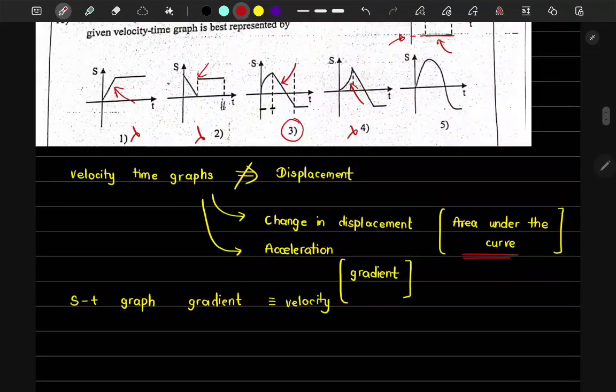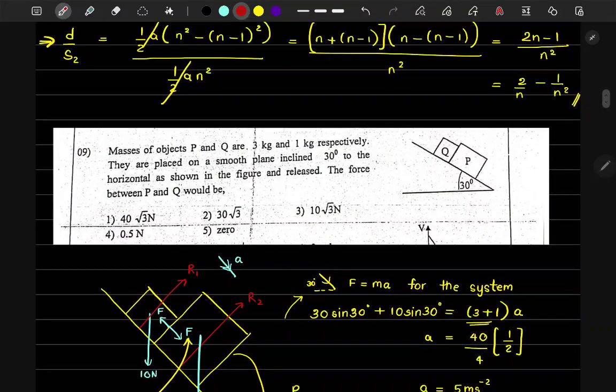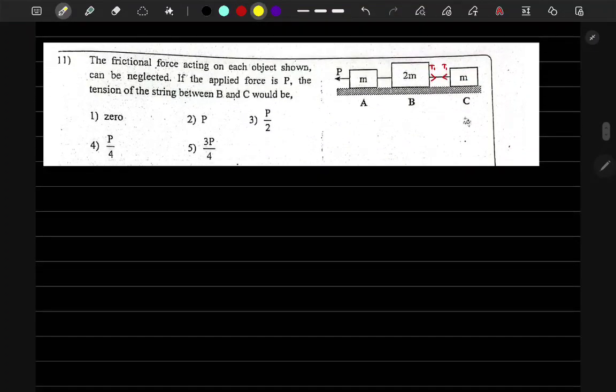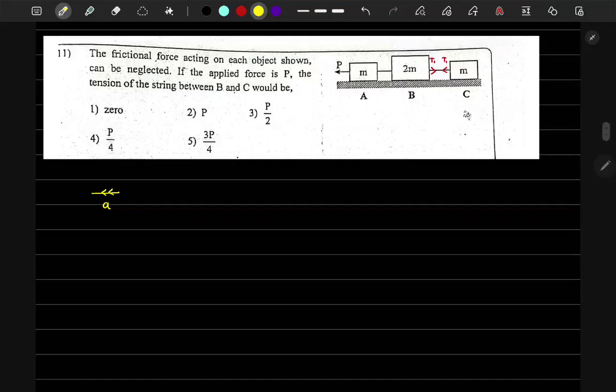It's similar to the question we did above, Question number 9. The thing is, we're dealing with strings. It's not that different. Now, how can we do this? First of all, I can find out the acceleration of the system. Let's say that acceleration is A. You can apply F equals ma towards the left to the system.